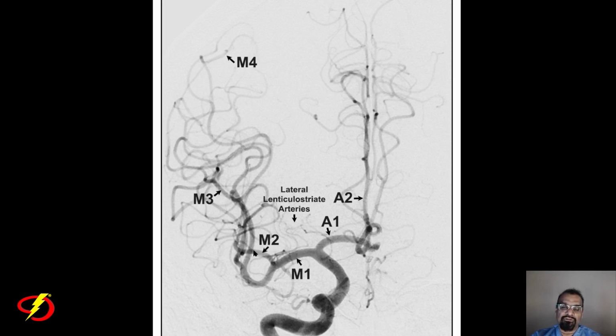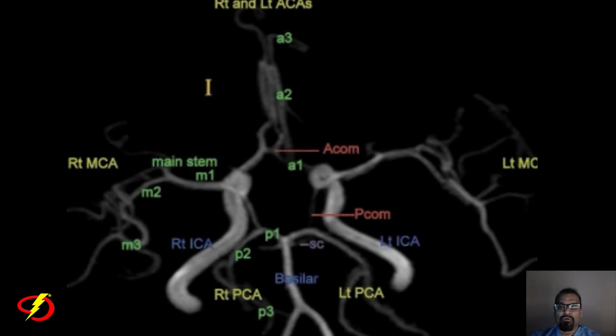This bifurcates into a superior and inferior division. As this ascends up the insular cortex, this is an M2 segment. As it descends down the frontal operculum, this is an M3 or opercular segment. And as it extends over the cortex, these are M4 or cortical segments. Now, when you understand this anatomy, you'll recognize it despite whatever modality you're looking at.